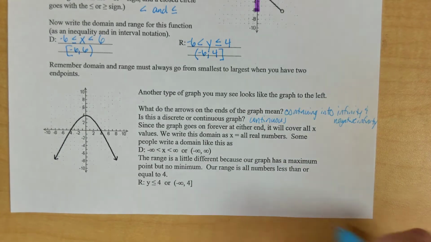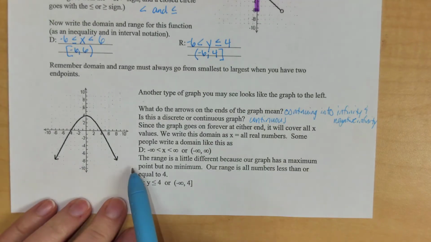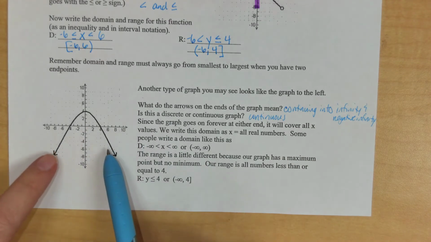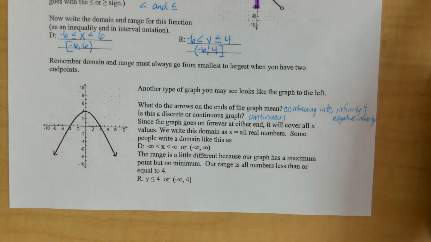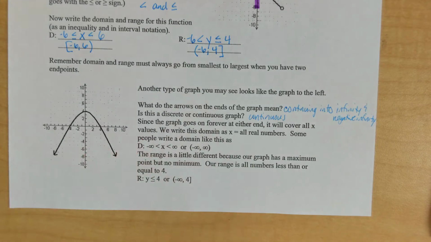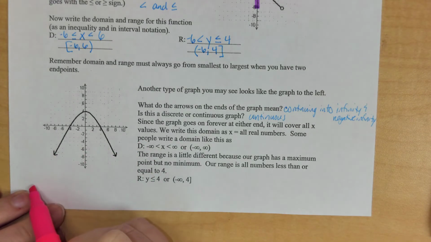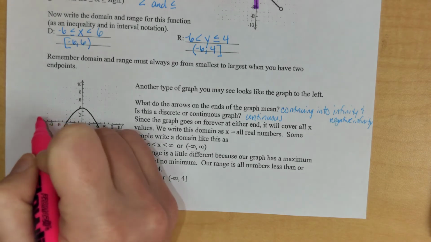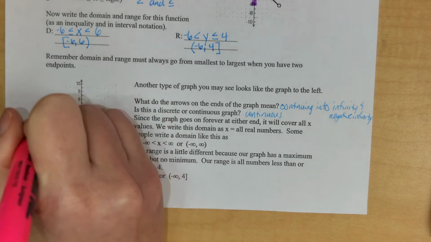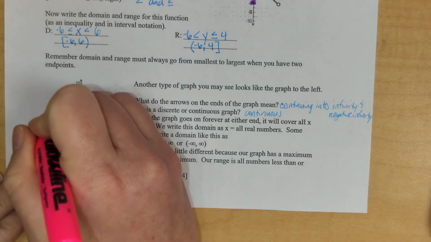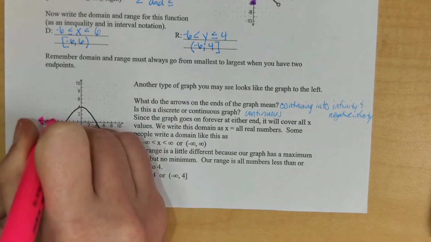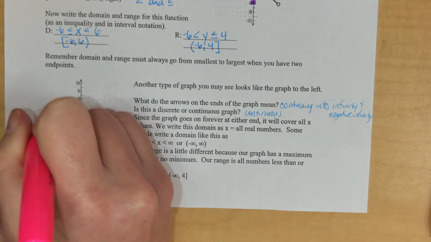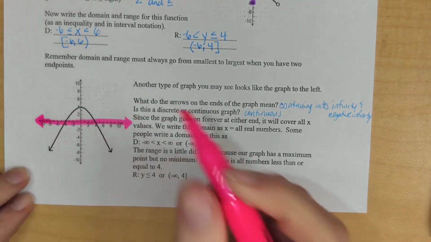Okay. So since the graph goes on forever at both ends, it's going to cover all possible x values because this graph goes out and down forever. So if I were going to represent that on my x-axis, see, this arrow keeps going out forever. So there is no ending point. It's going to go all the way out to negative infinity. So on my graph here, I'm going to highlight on the x-axis everything, including an arrow letting me know that it goes on forever.